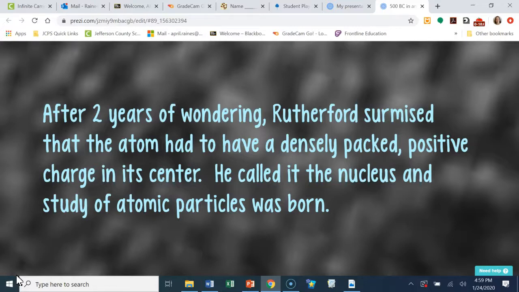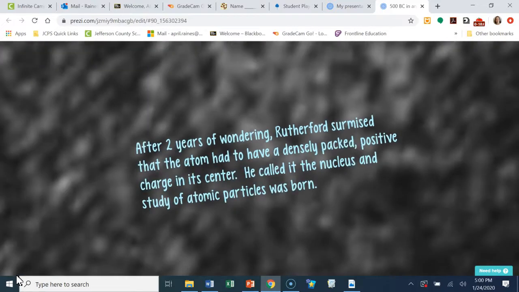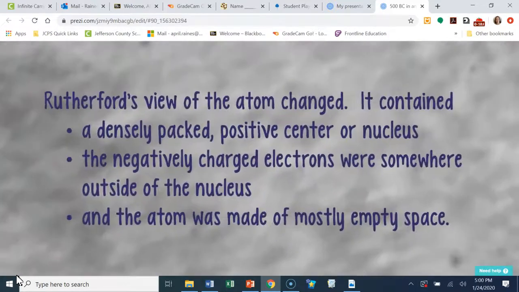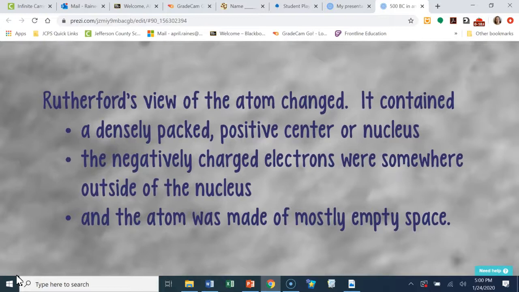And the study of atomic particles was born. So this was the beginning of particle physics as well. Rutherford's view of the atom changed what it was. It was a densely packed positive center or nucleus. The negatively charged electrons were somewhere outside of the nucleus, and the atom was made of mostly empty space. And so the big takeaways here are the densely packed positive center, called the nucleus, and the mostly empty space. We are made of empty space.